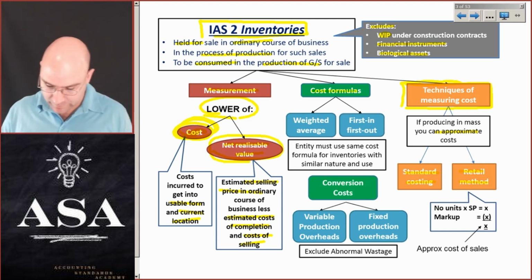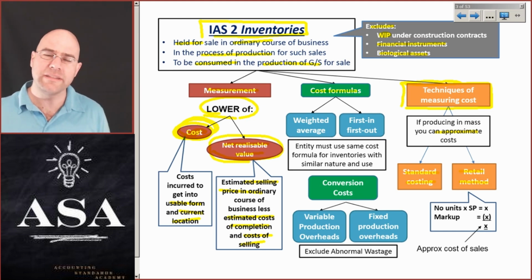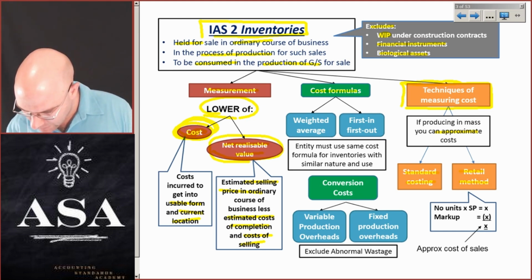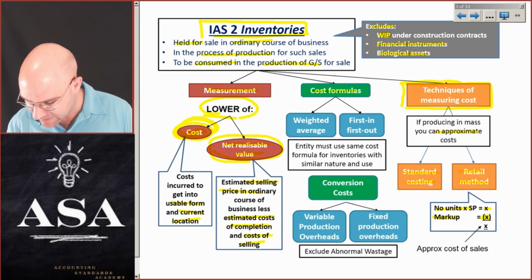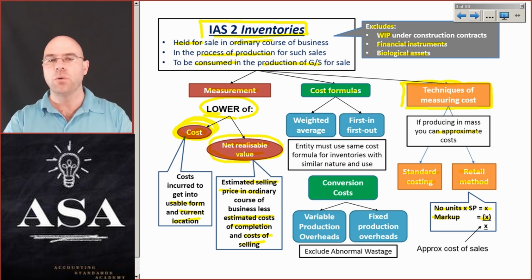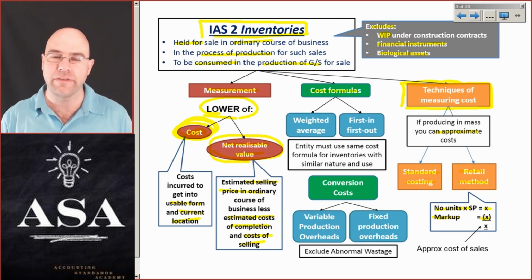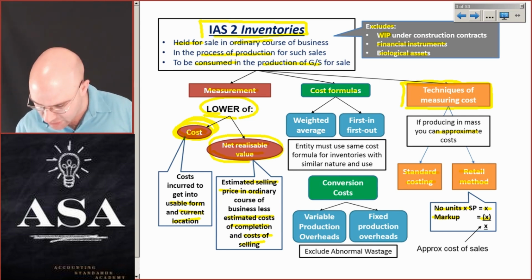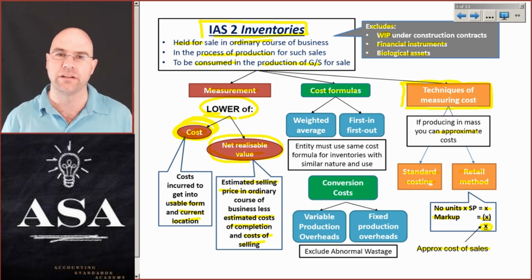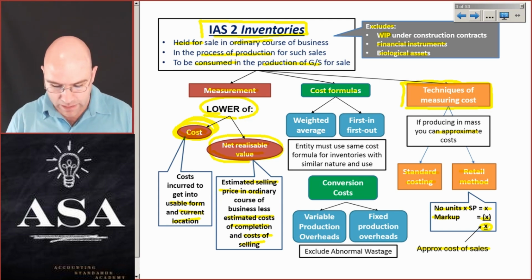Then the retail method. The retail method takes the selling price of the items and assumes a constant markup percentage. And we can then say, well, the selling value of inventory is XYZ. Take out our standard markup percentage, and then we are left with the approximate cost of sales. Now, this can only be used in certain circumstances. Again, watch the future video on that.